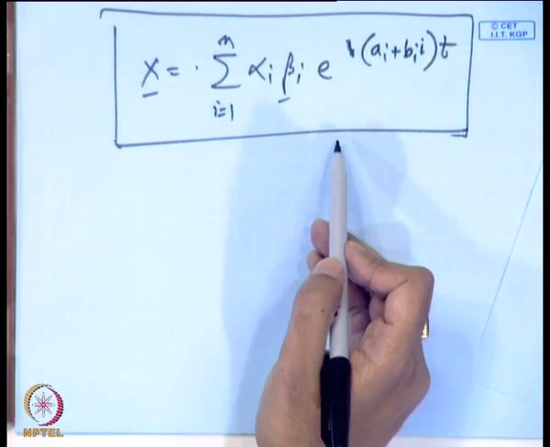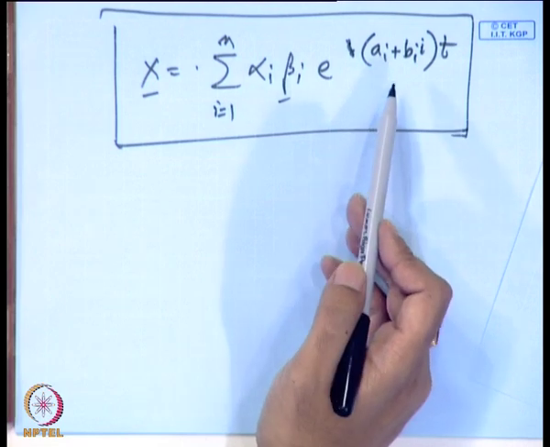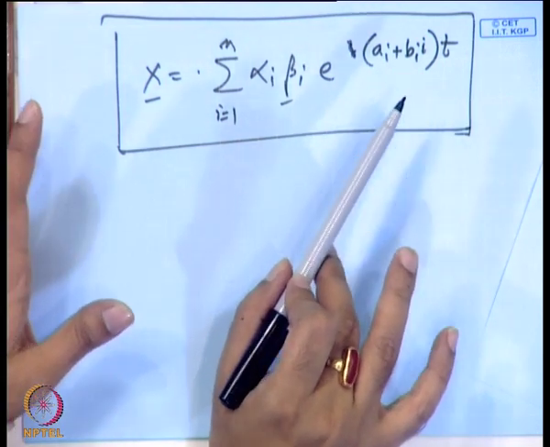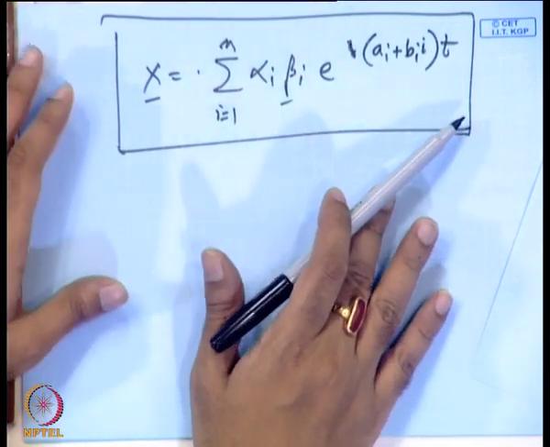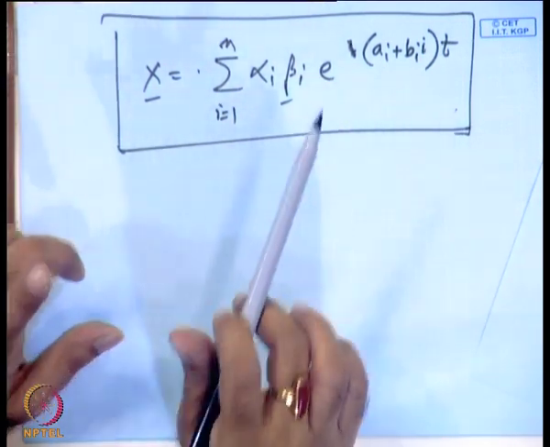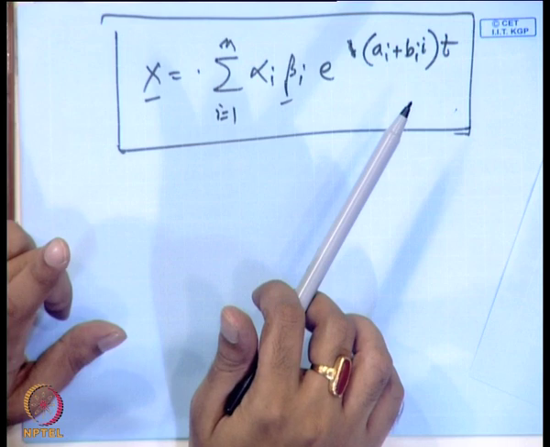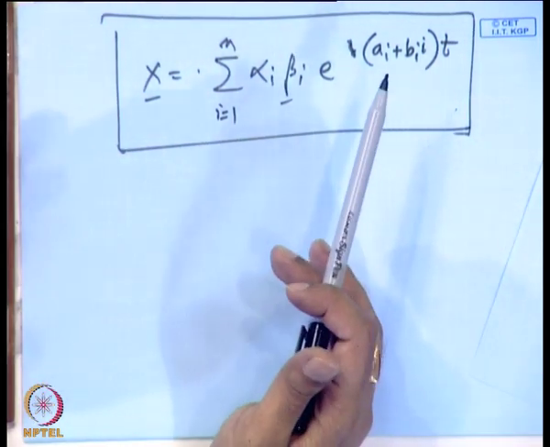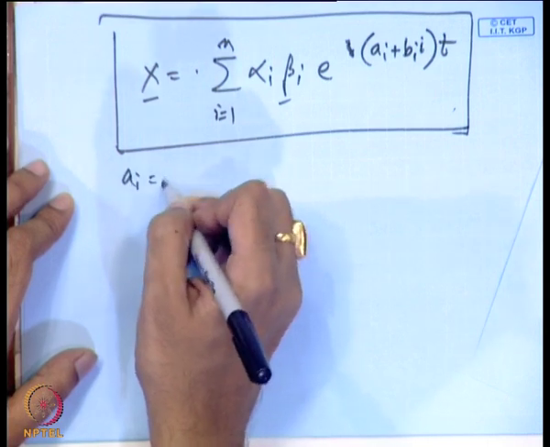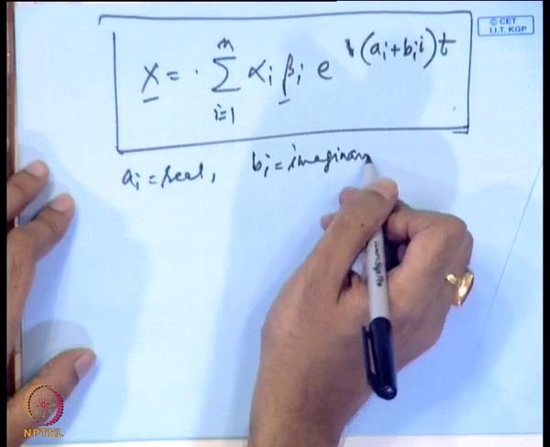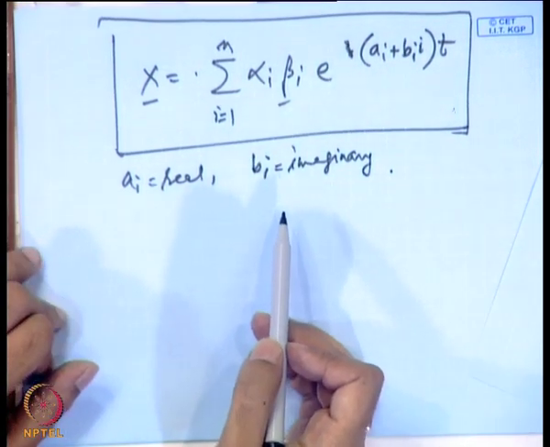Now, you tell me what are the effects of ai and bi. What we are interested in is how the solution varies with time. What are the two factors that are going to decide how it varies with time? Obviously, ai and bi. Let us discuss what would be the effects of different values of ai and bi. Ai is the real part and bi is the imaginary part. What do you think could be the effects of these?